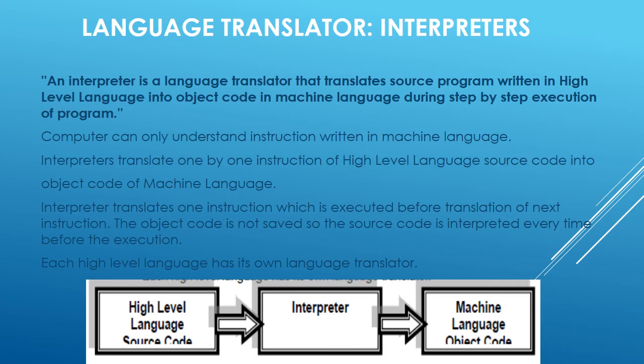So we understood that a high-level language source code will be converted into the machine language object code through the interpreter. An interpreter will translate each set of instructions one by one, execute it, and convert it into the machine code, the object code.